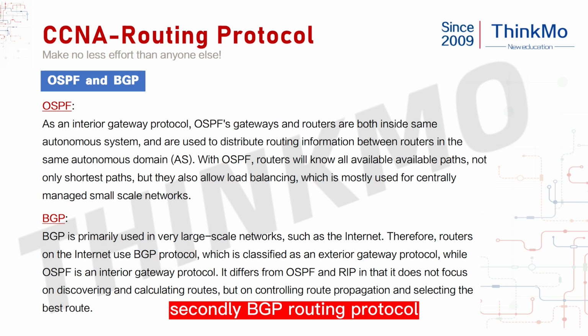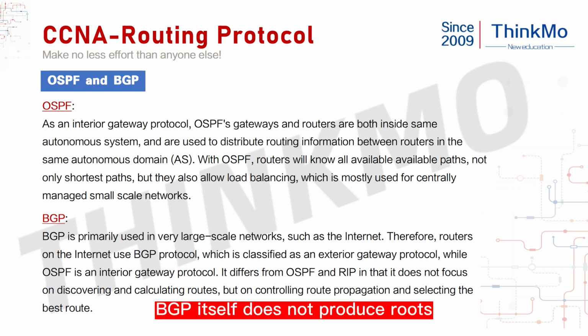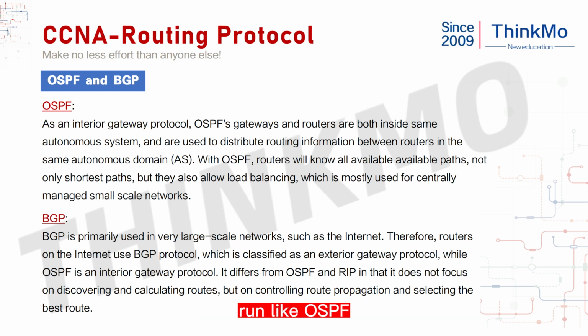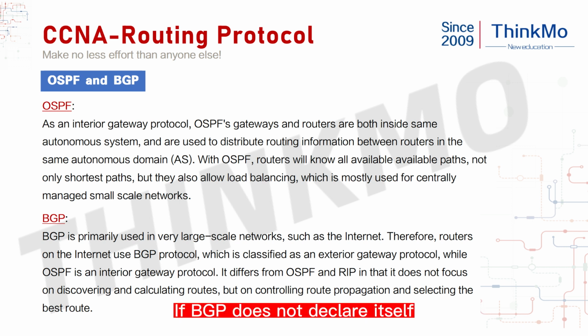Secondly, BGP, in the strict sense, is not a routing protocol. BGP itself does not produce routes. It has no routing entry of its own. Run something like OSPF, and it must have routing entries. EIGRP and ISIS are all the same. When the neighbor is established, the route entry exists. If BGP does not declare itself, it doesn't introduce itself, and it doesn't have any.